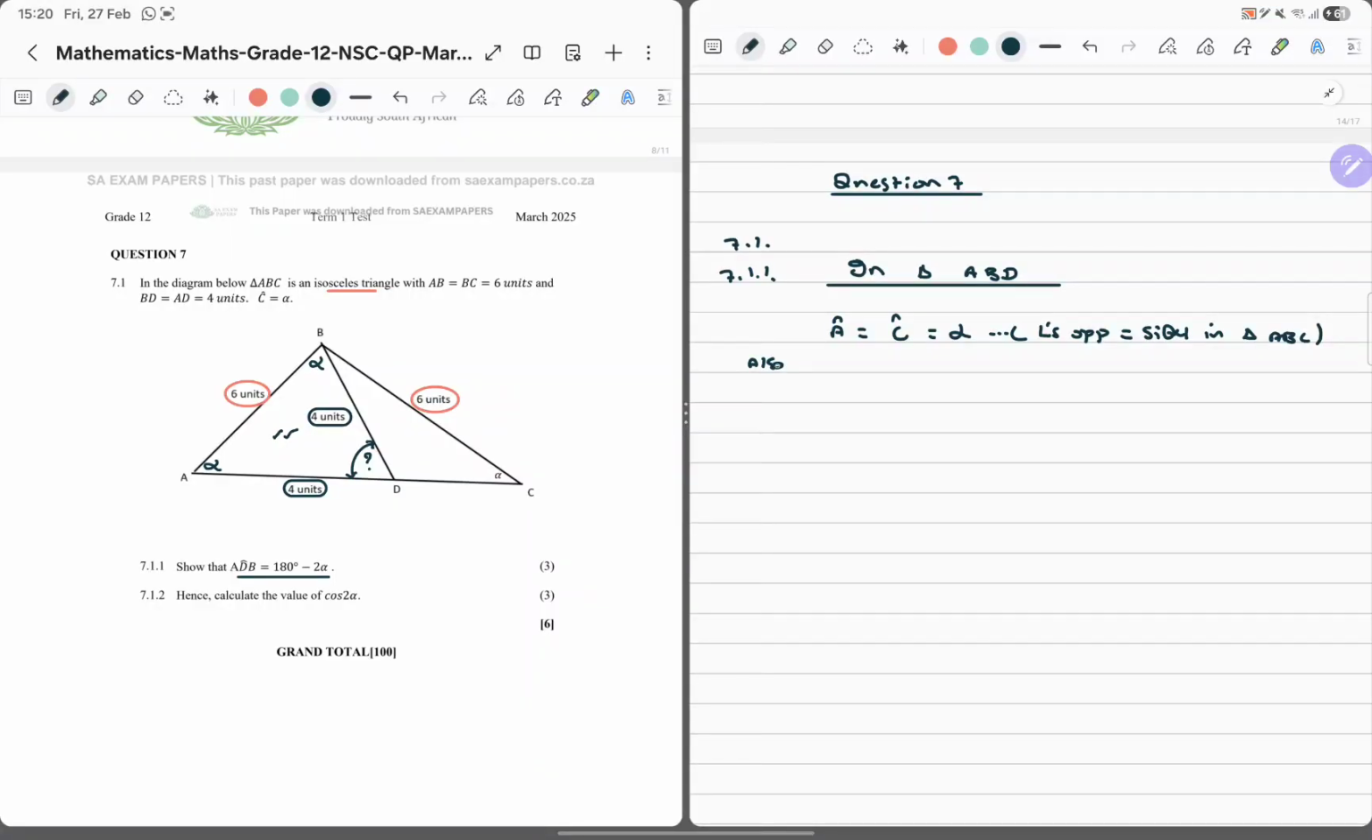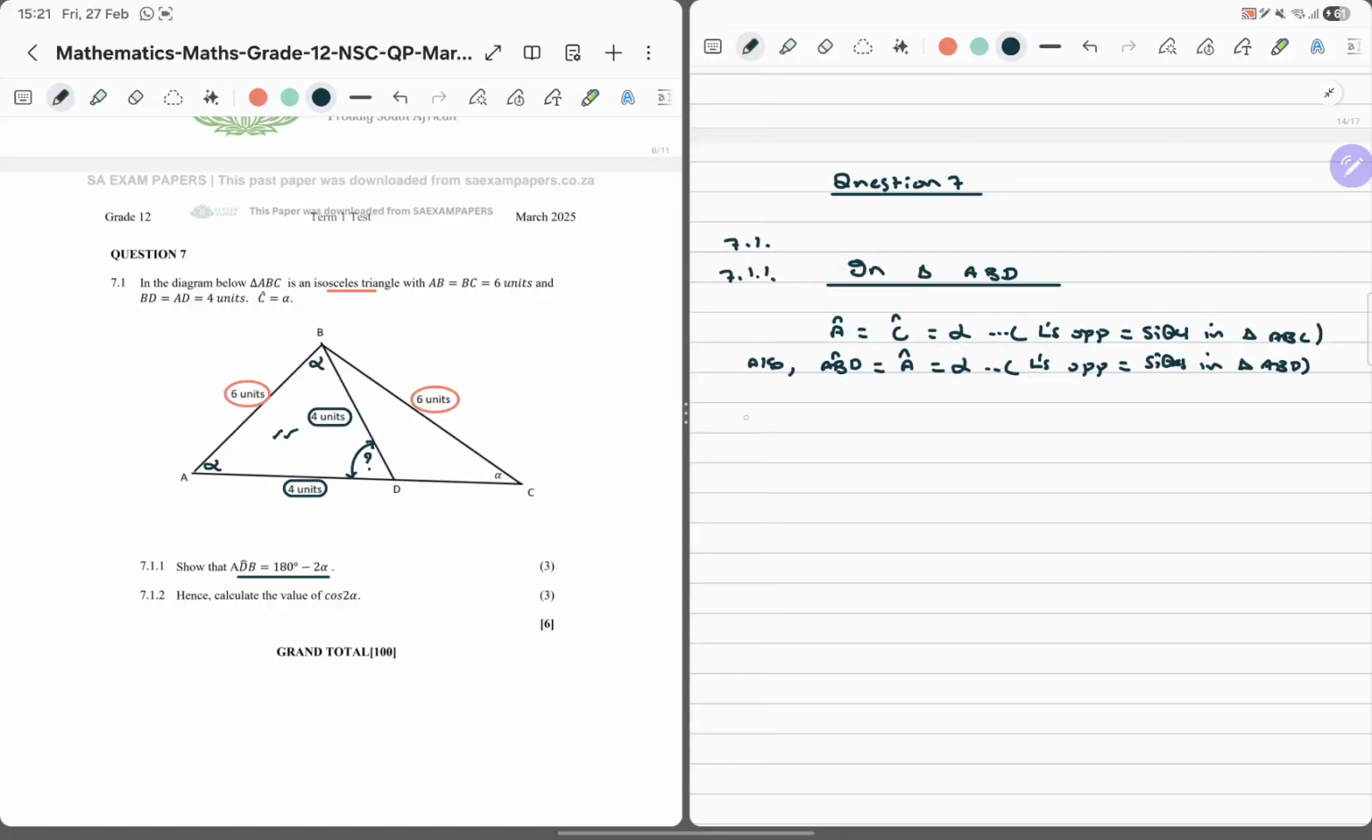We can say also we understand that angle ABD is going to be equal to angle A, which is going to be equal to angle alpha. Again, these are angles opposite equal sides in triangle ABD. Okay, that's where we are right now because we see isosceles triangles. Sometimes I have a tendency to state which sides are equal, but we can leave that for later.